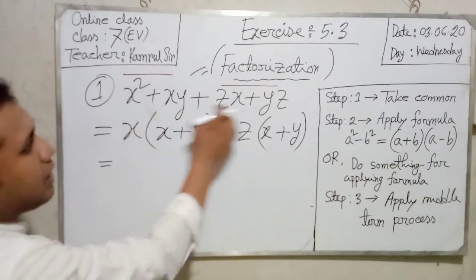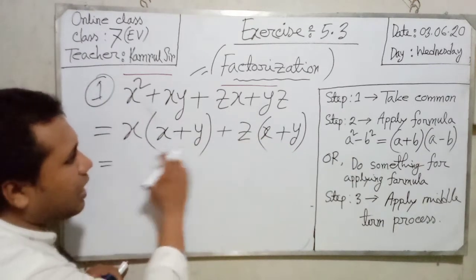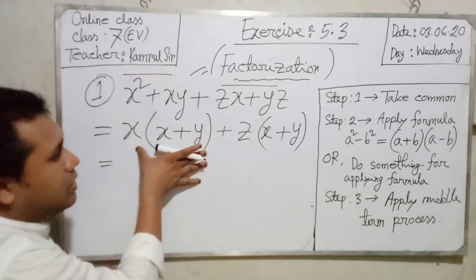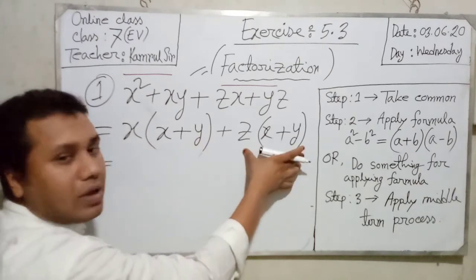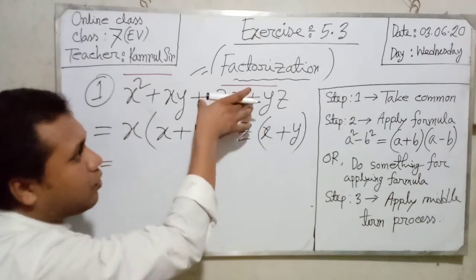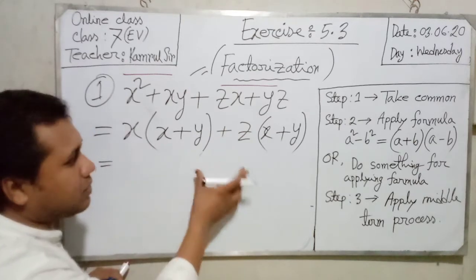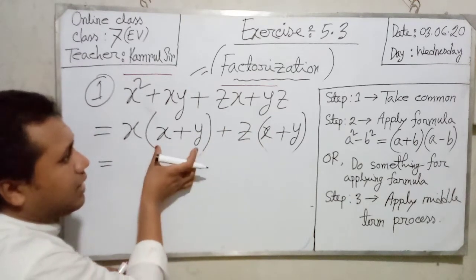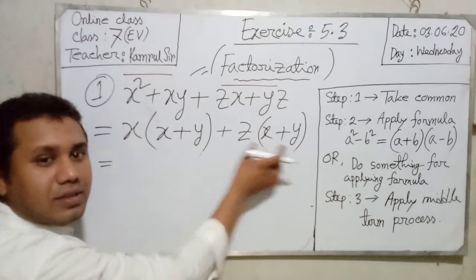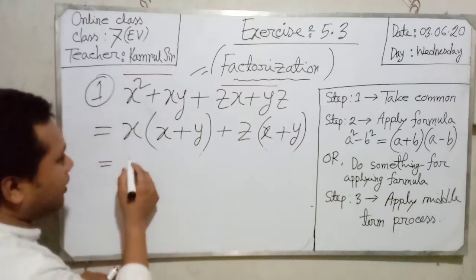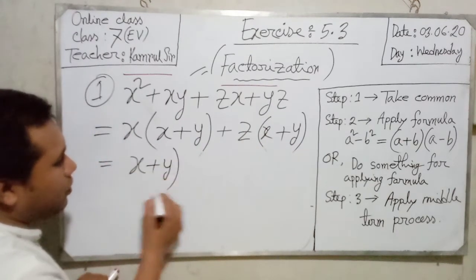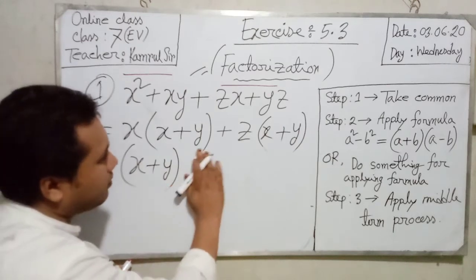Now look, there were 4 terms, but now there are 2 terms. This one and this one. These were 4 terms, but now 2 terms. Now look, in these 2 terms, x plus y, x plus y, this is common. Now again we can take x plus y as a common.